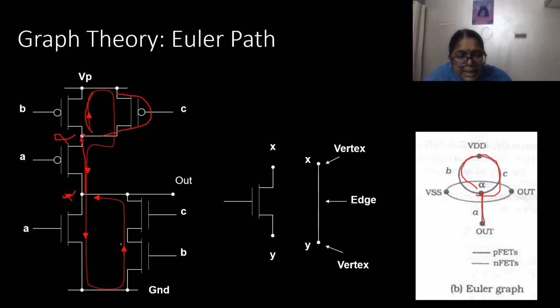Now similarly for the NMOS transistors, between VSS and the output you have transistor A, and between output and VSS once again you have transistors B and C. You can see when you have this particular path in this way, it is cutting the B transistor, it is cutting the C transistor, and this particular path is cutting the transistor A. Because we are able to draw the Euler path, we can say that we can make use of common N diffusion and P diffusion.